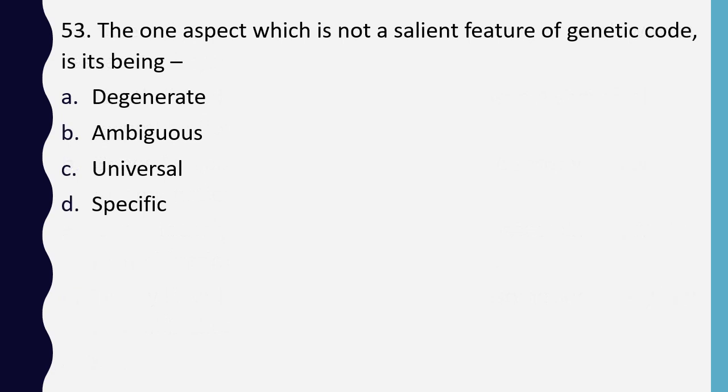Question number 53. The one aspect which is not a salient feature of the genetic code is its being degenerate, ambiguous, universal, specific. Not a salient feature of the genetic code. The correct answer is option B, ambiguous.